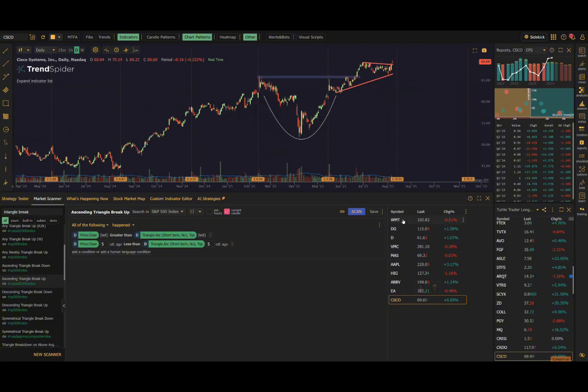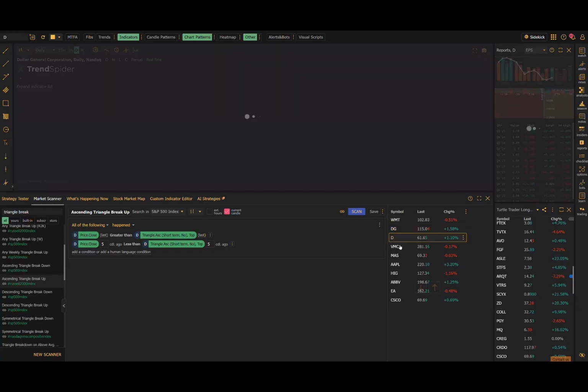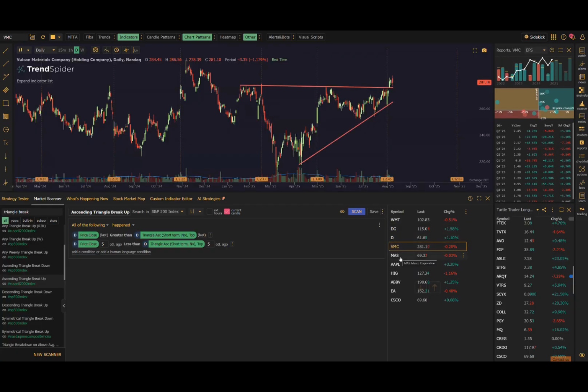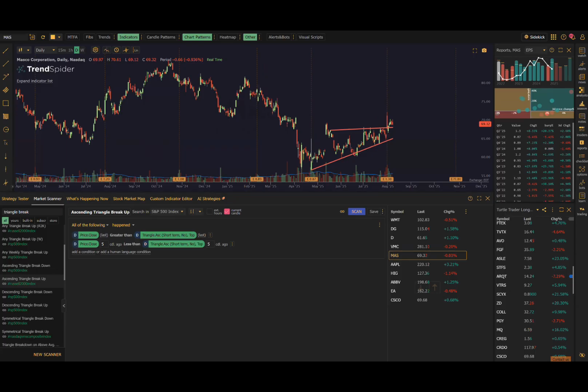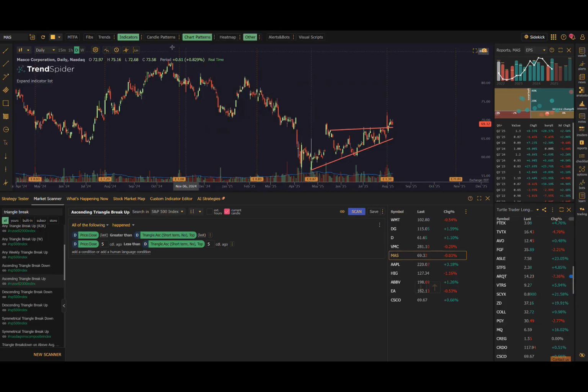because if you're just going through all your watch lists and trying to find this stuff manually, it would obviously take a lot longer than just pressing scan and being able to pull it up right there. And so again, you can do this for any of the patterns that we have, including wedges, all types of triangles, head and shoulders, double tops and double bottoms, ascending channels, broadening formations, all that stuff is possible. So yeah, that is the automated chart pattern feature.